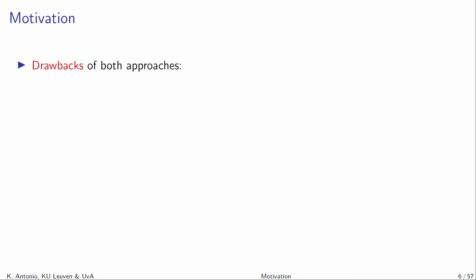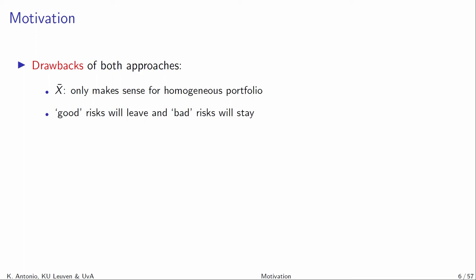So what are some drawbacks of both approaches? If you do X̄, it only makes sense for a homogeneous portfolio. It only makes sense if you have companies who all look very similar and who take, for example, in the workers' compensation insurance contract, similar measures in terms of safety, the kind of activity that they do, etc. Right? But if you charge the same premium for all the companies, and if not all the companies are the same, we know that there is the risk of being faced with adverse selection. Good risks leaving, bad risks will stay.